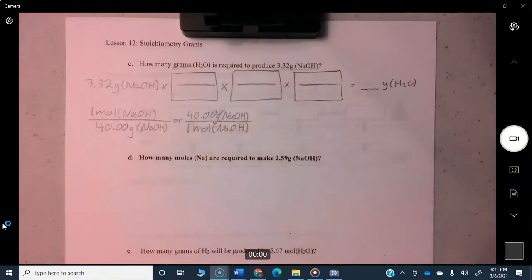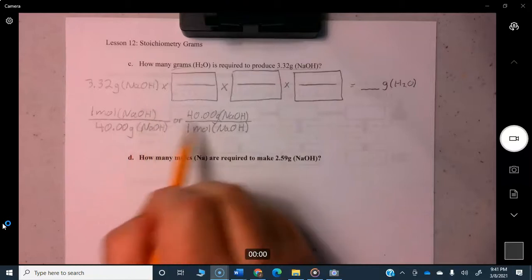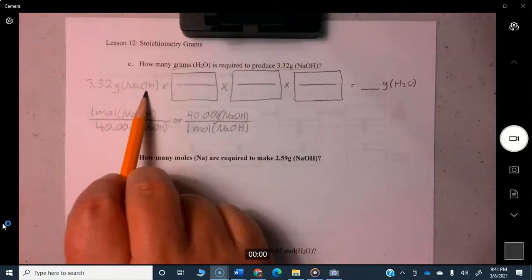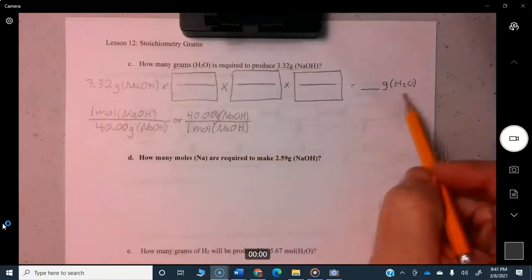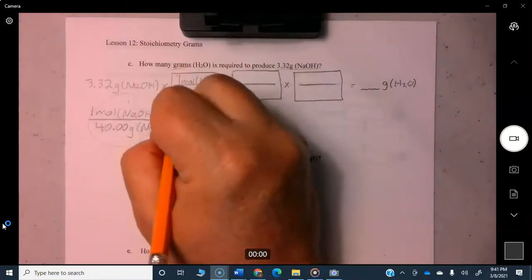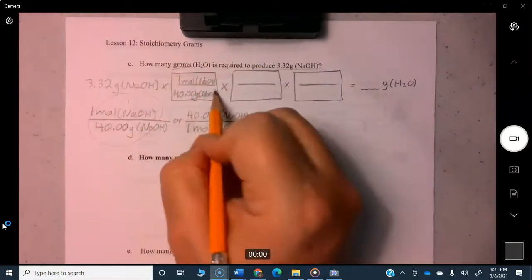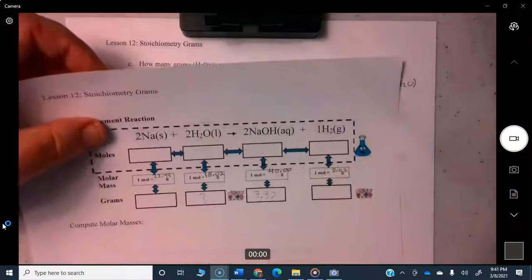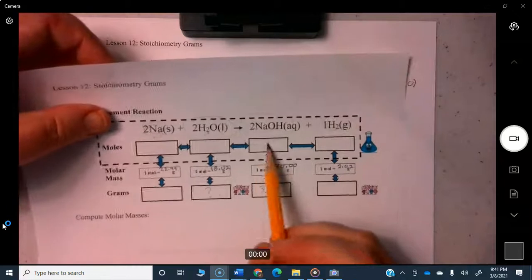Okay, so that's our molar mass. So one of these two, which one goes in the box? Well, you need grams of NaOH to cancel out because it doesn't appear in the final answer. So it's going to be this first one. Okay, grams of NaOH cancels there and there. So that puts us right here in this moles of NaOH.